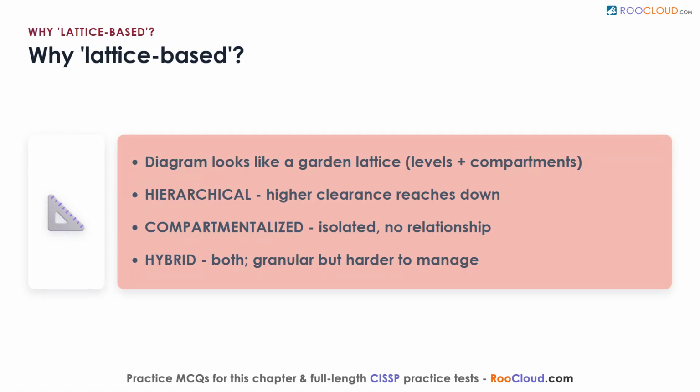A hierarchical environment stacks levels so higher clearance reaches down. A compartmentalized environment isolates each domain with no relationship between them. A hybrid environment blends both, giving fine-grained control that grows harder to manage as it spreads. This model is prohibitive and rigid, more secure than discretionary control, but far less flexible.